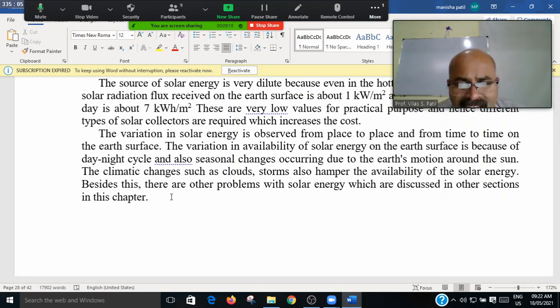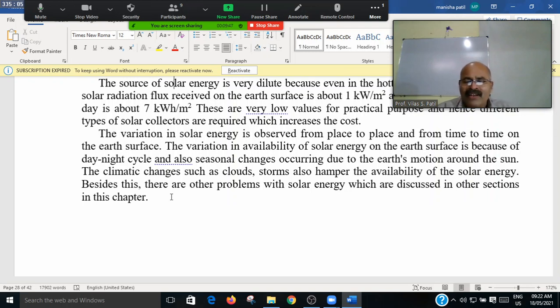The variation in availability of solar energy on the Earth's surface is because of the day-night cycle and also the season. It will depend on the cycle, and it will also depend on the season. That is the climatic changes, such as cloud and storm.